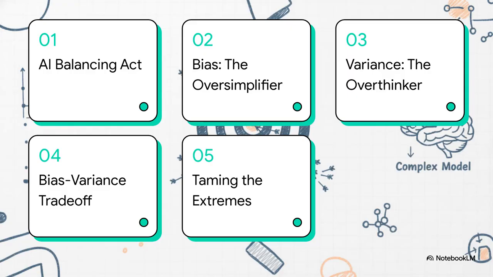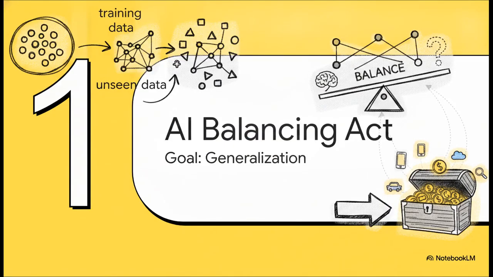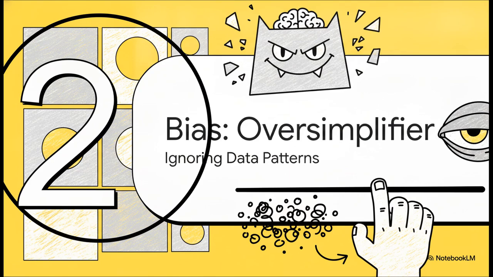Here is our game plan for today. We'll start with the AI balancing act, then dive into bias, then variance, explore the trade-off between the two, and finally, wrap up with how we actually tame these extremes. Kicking things off with Section 1, the AI Balancing Act. Look, the absolute holy grail for any machine learning model isn't just to memorize its practice data. The real goal is to generalize robustly to entirely unseen real-world data. Which brings us to our first major hurdle, Section 2, bias, or as we called it earlier, the oversimplifier.